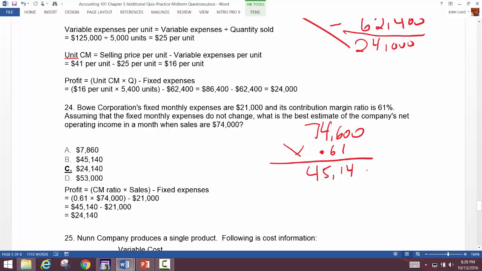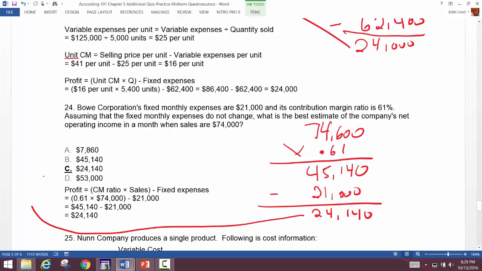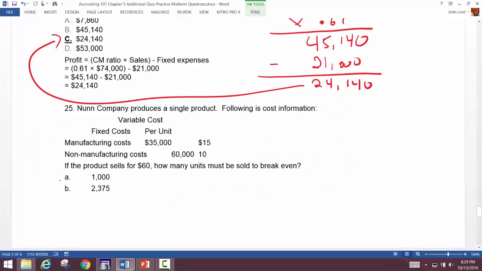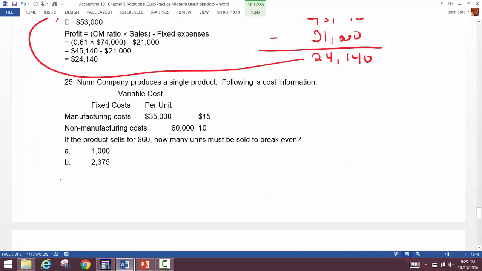Contribution margin first goes towards fixed expenses and then profit. My fixed expenses are 21,000. That gives me here a difference of 24,140. It's very similar to the last problem, except there I had to do it by unit before, but very similar to the one we just looked at. Okay, good.